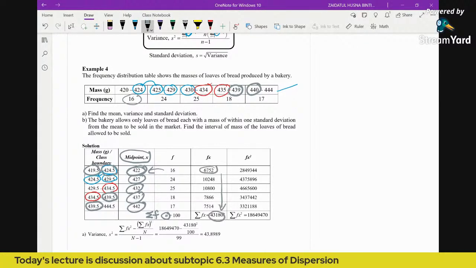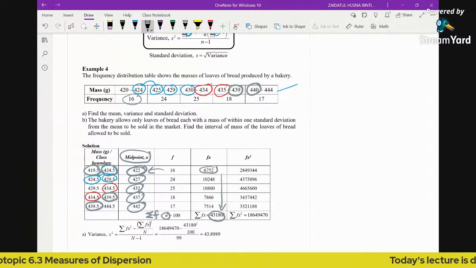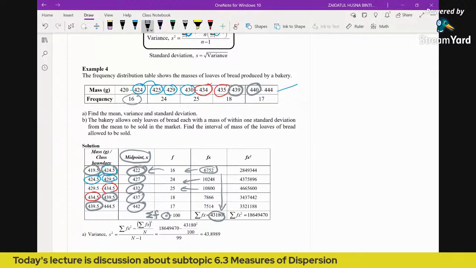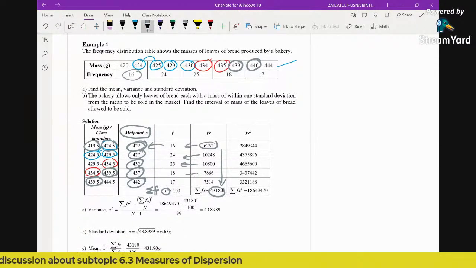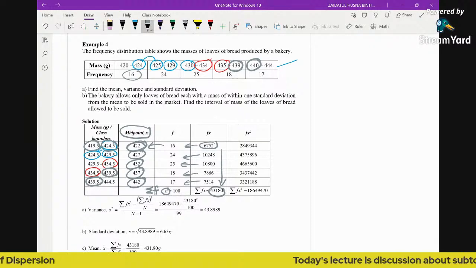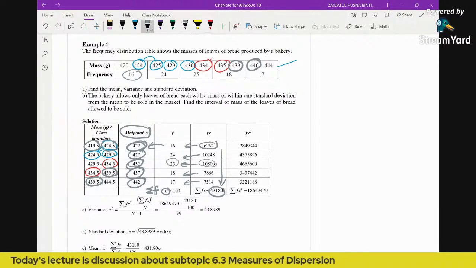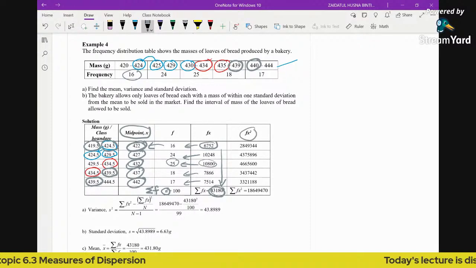So I would advise you to construct this table, because you can monitor each of the values here, so that you can see that each data is written in a proper manner. You can see clearly each data here, so that you won't miss out anything. So you just multiply f and x, and you get the product, then you find the sum. And then the fx squared here will be used to find the variance.